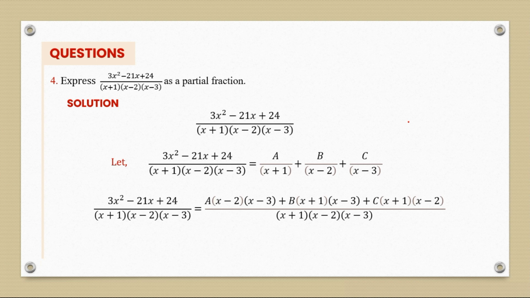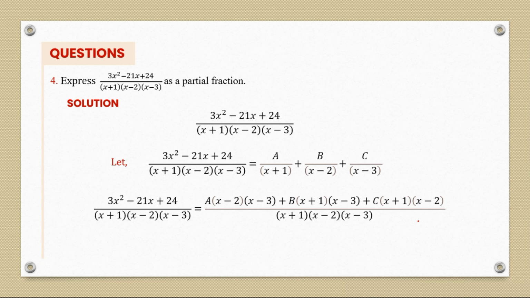So now when we find the LCM, this is a little bit more tricky, but it works out. This is going to be our LCM. When we divide this value by x plus 1, we are left with x minus 2 and x minus 3. When we divide this value by x minus 2, we are left with x plus 1 and x minus 3. When we divide this by x minus 3, we are left with x plus 1 times x minus 2, and that's what we multiply right there.